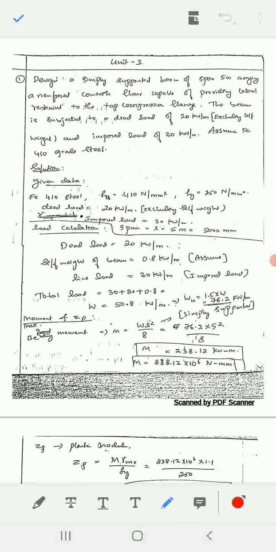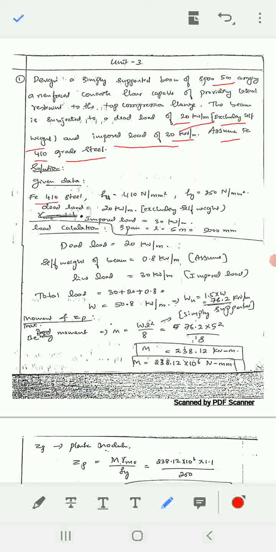So here the question is, design a simply supported beam of span 5 meter, carrying a reinforced concrete floor capable of providing lateral restraint to the top compression flange. The beam is subjected to a dead load of 20 kN/m, that is dead load excluding self weight. So you have to assume the self weight here, since it is not included, only dead load is given. Then the imposed load or service load or live load is 30 kilonewton per meter. Assume Fe 410 grade steel, that is Fu 410.